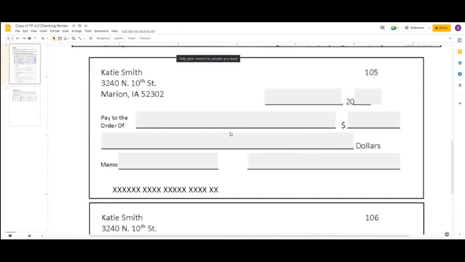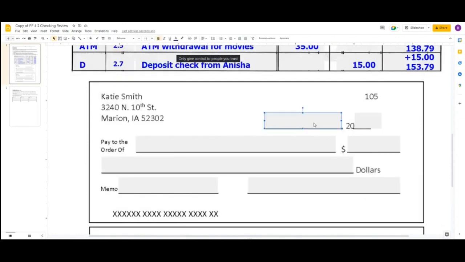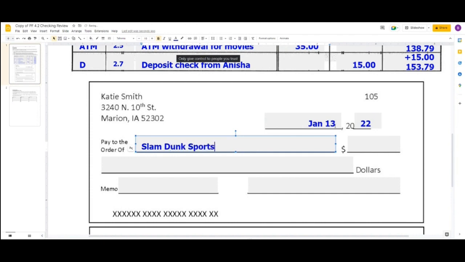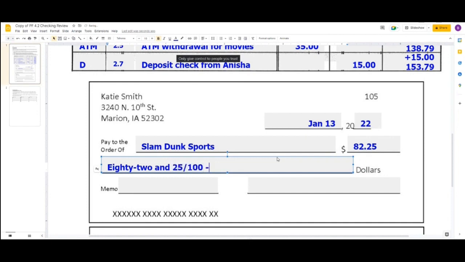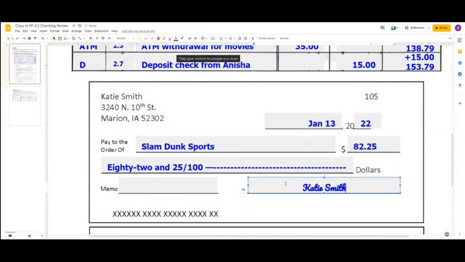Then below, we're going to write out these checks. So the check 105 was on January 13th. And that was to Slam Dunk Sports for the amount of 82.25. Katie Smith was the account holder, so it would be her signature. And this was for shoes.